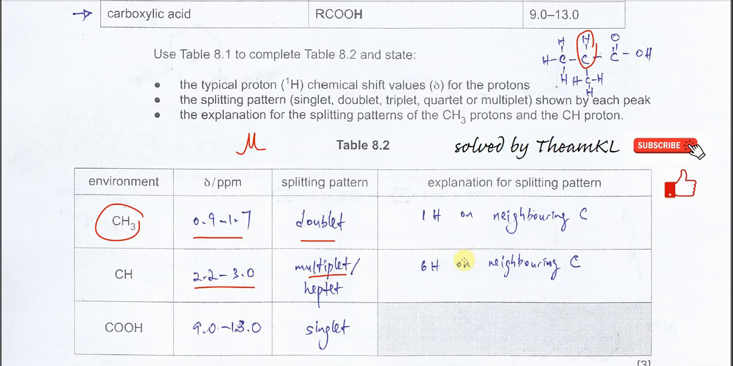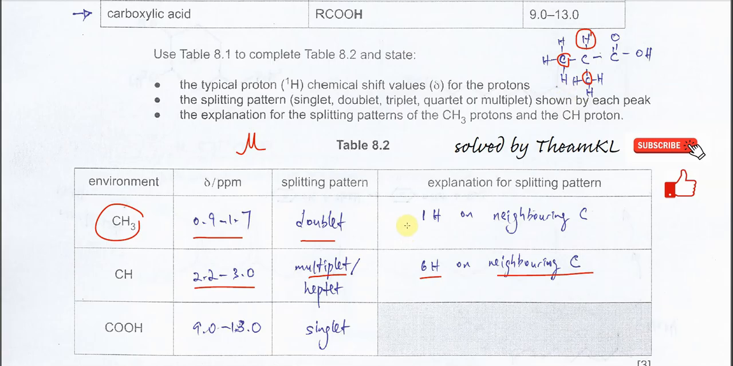So what is the explanation for this multiplet? Because this proton is coupled with these 6 protons on the neighboring carbons. Your explanation is very, very easy. You just need to say that because there are 6 protons on neighboring carbons, this carbon and this carbon have 6 protons.